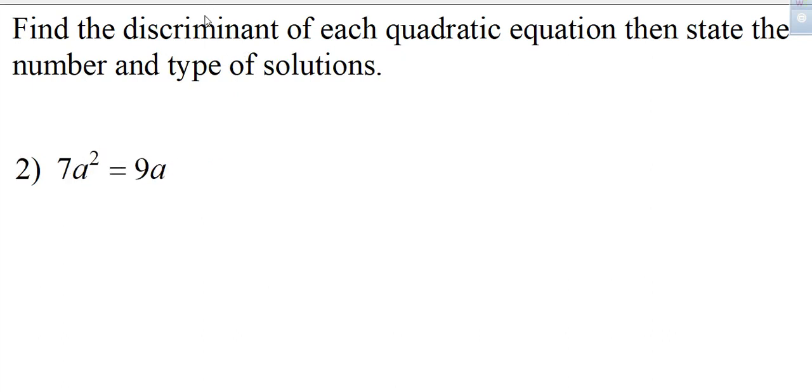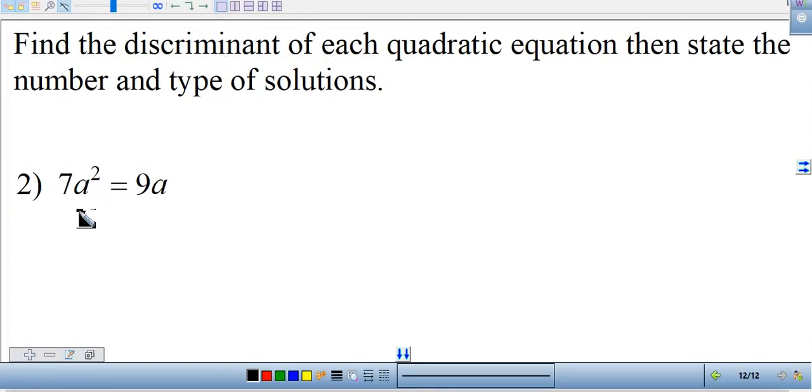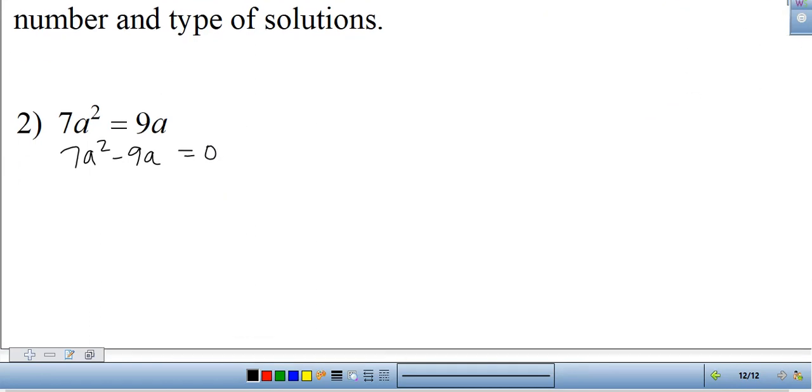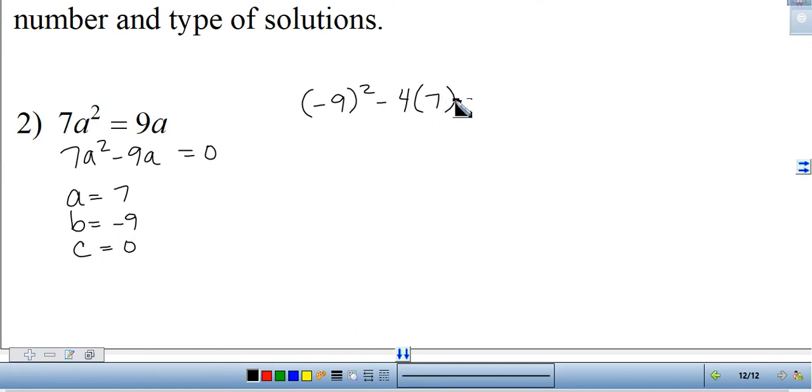All right, let's look at another kind. Number 2, we're going to start by moving everything to the same side. So I have 7a squared minus 9a, and you may have noticed that the c is missing. So yesterday we talked about that if you have a part of your quadratic formula missing, like the b or the c, you're just going to put a 0. So my a term is 7, my b is negative 9, and my c is 0. Now let's set up our problem. B squared minus 4 times a times c.